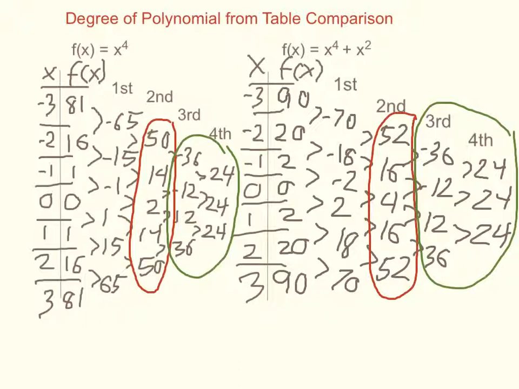So again, this is not a full explanation of the concept, just a little bit of an example of how degree of a polynomial relates to differences in the data.